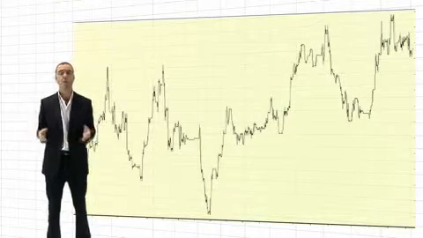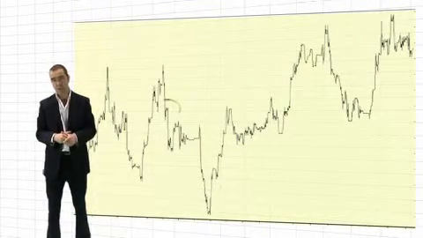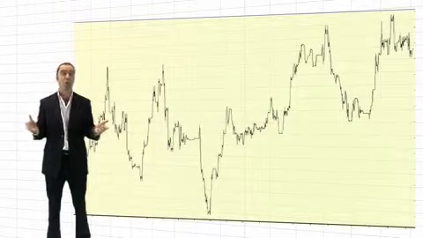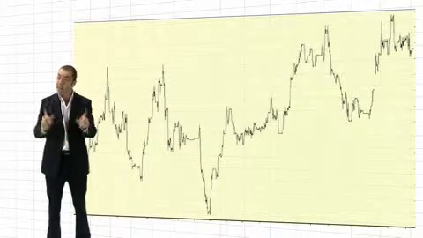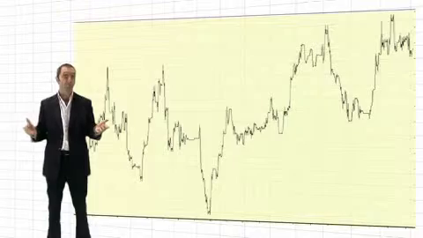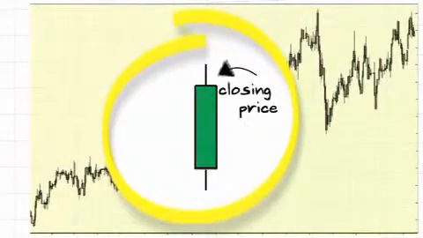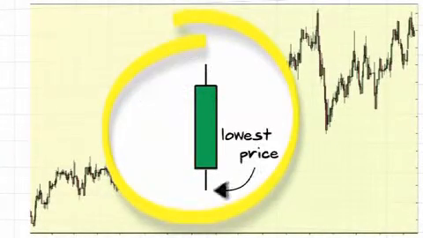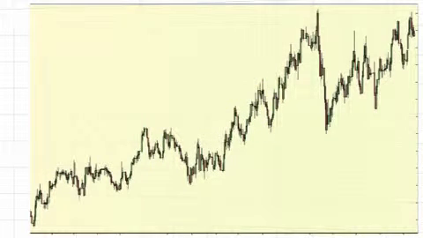Some new traders will have only ever looked at a normal line chart when checking the price of an instrument over a period of time. A line chart contains just two pieces of information: the opening and closing price with a line joining the two points. A candlestick chart, however, gives you four pieces of information: the opening and closing prices and the highest and lowest points.